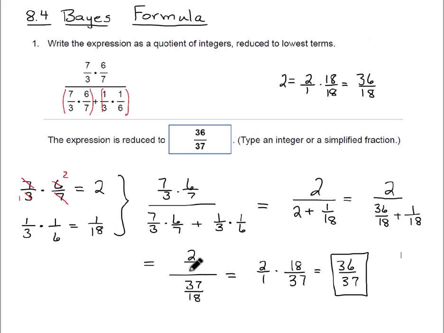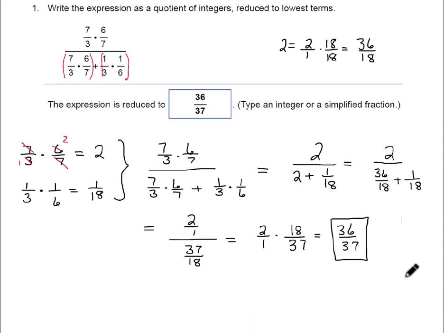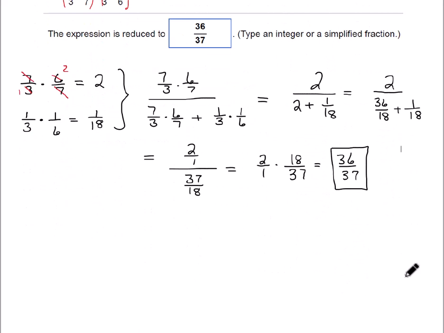Now, to simplify this situation, you take the top fraction and you multiply it by the bottom fraction flipped over. So nothing reduces here, so 2 times 18 is 36 over 37. All right, easy enough.